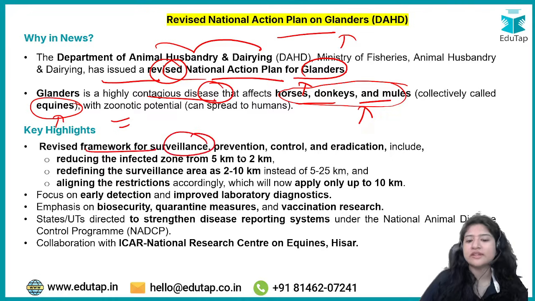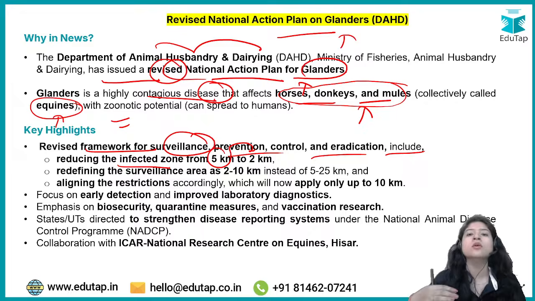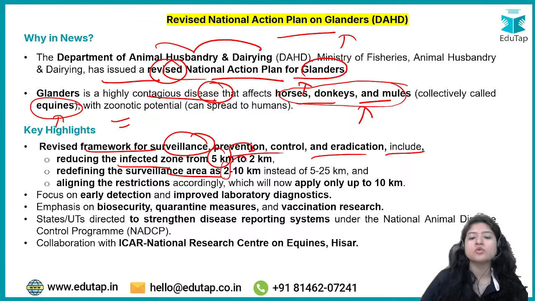The revised framework for surveillance, prevention, control and eradication includes what? Reducing the infected zone from 5 kilometer to 2 kilometer. Initially, for example, if any equine was infected with glanders, that zone was kept at 5 kilometer, but that increases the chances of spreading the disease, right? Because if an area is an infected zone, it has to be restricted so that the disease can't spread. But 5 kilometer was still a large range, so it was reduced to 2 kilometer. Surveillance area has increased from 2 to 10 kilometer, right?